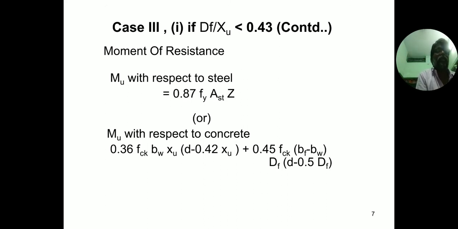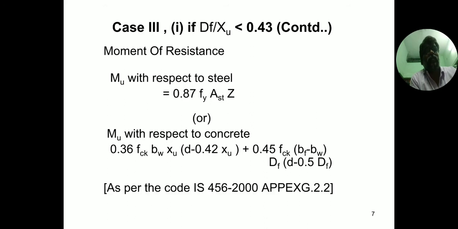Go for another slide. As per code IS 456 2000 Appendix G 2.2, this formula is available. Mu with respect to concrete formula is available as per IS code 456 2000 Appendix G 2.2. No doubt. No need to remember, this formula is available in the code.